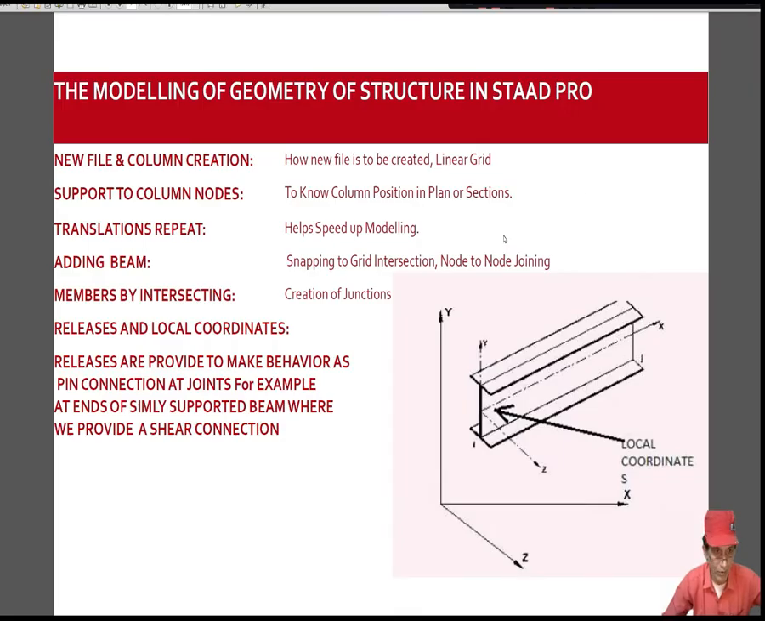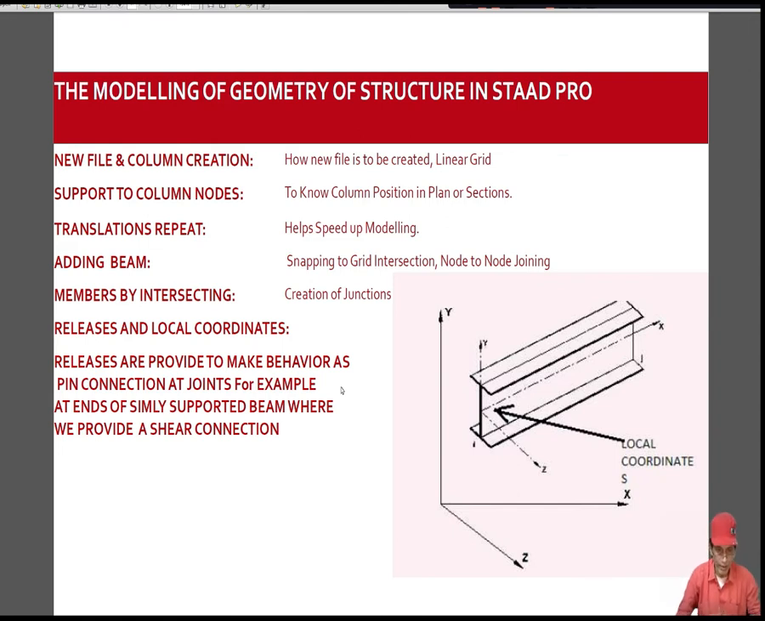We need to discuss something about releases. In STAAD Pro, releases are assigned to make a beam ends rotation free. That is, whenever we want to make a beam not to behave as having fixed support at the ends, we need to assign releases. So, for example, simply supported beam, we will assign releases about local z-axis at both the ends. So this will make the beam to behave as a simply supported beam.